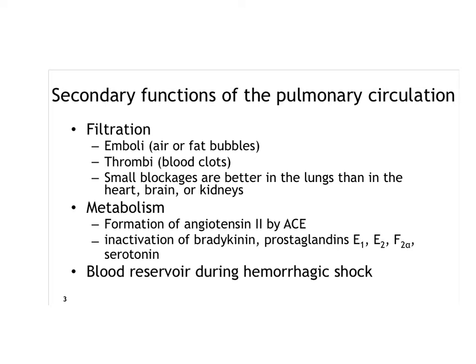Okay, we looked at the main functions of the pulmonary circulation, but there are also secondary functions it has. For example, filtration. Let's say we get some air embolism when you're inserting an IV or injecting something IV, and you can get an air embolism. And pregnant women oftentimes will get air embolisms or amniotic embolisms. You can get thrombi, blood clots. You can get small blockages in the lungs from the heart, brain, or the kidney.